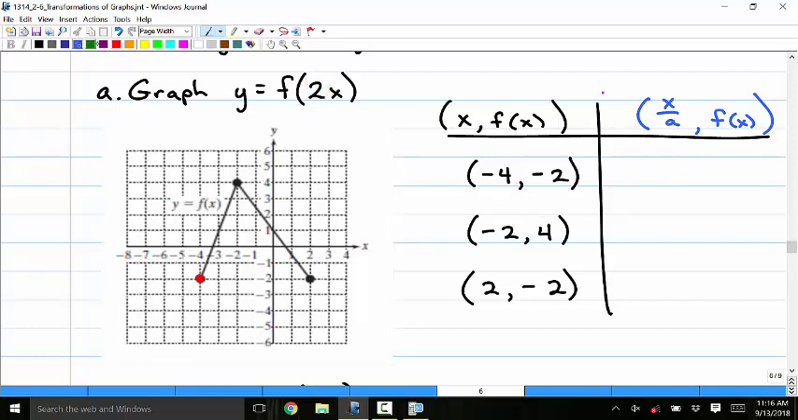Let me do it in blue, sorry. Your a value is 2. I'm going to divide the x value by 2. My new point will become -2, -2. Right here. My second point, right here, is at -2, 4. I'm going to divide the x value by a. My new point becomes -1, 4. Right here.